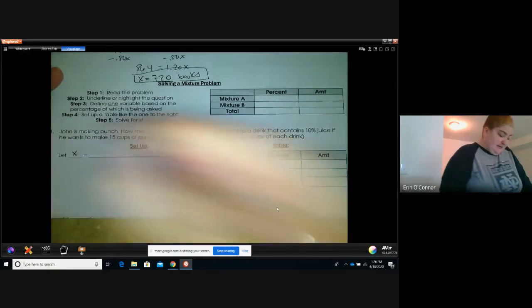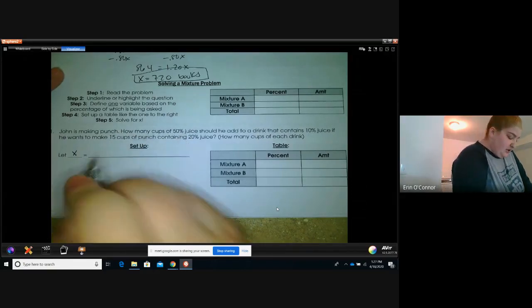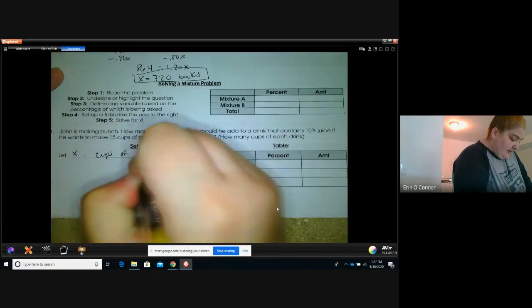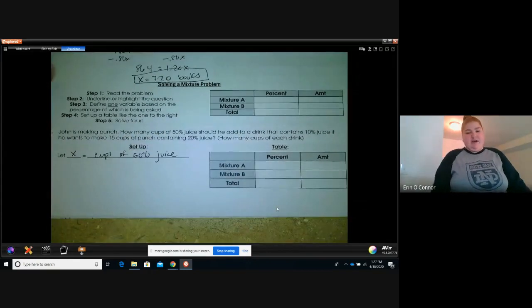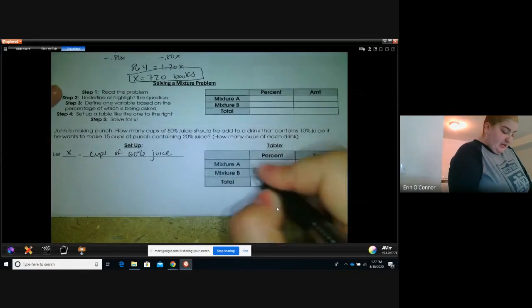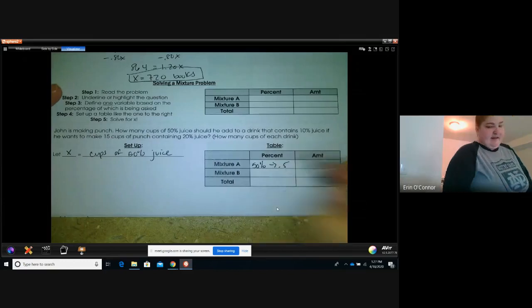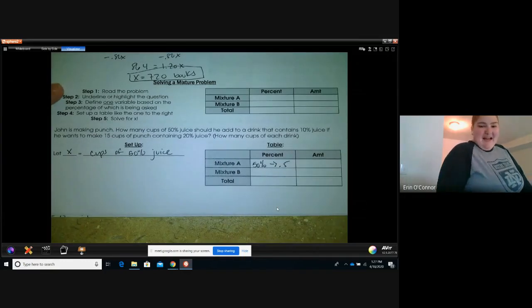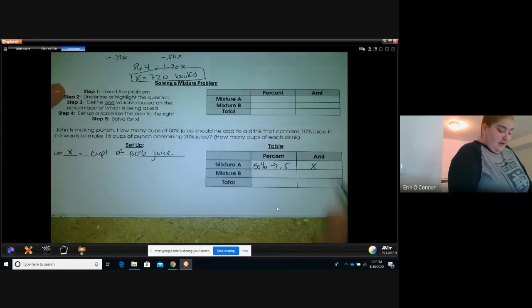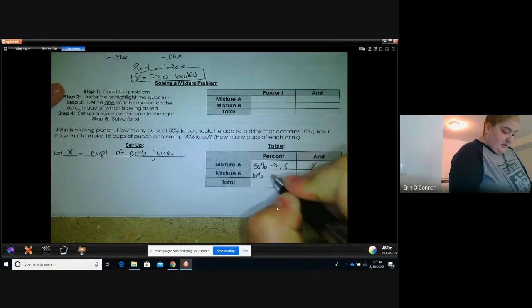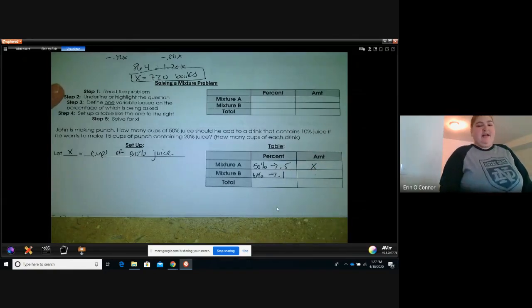So let x equal, I always just do the first one, how many cups of 50% juice. It's the first one we come to, and it's just easier if you do it that way. So the first mixture is 50% juice. Remember, 50% is the same as saying 0.5. We want to make sure we're clear on that. And how much, that amount is unknown. It is x. The other mixture is 10% juice, and that's 0.1. We're going to leave this amount clear right now, and I'll show you why in just a second.